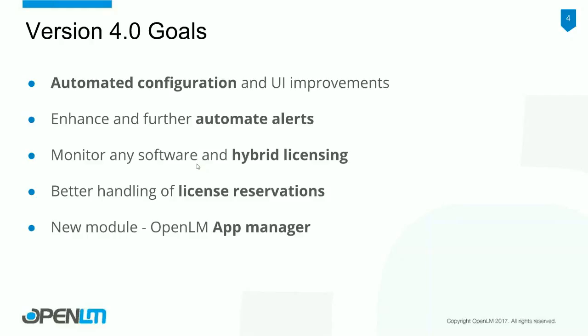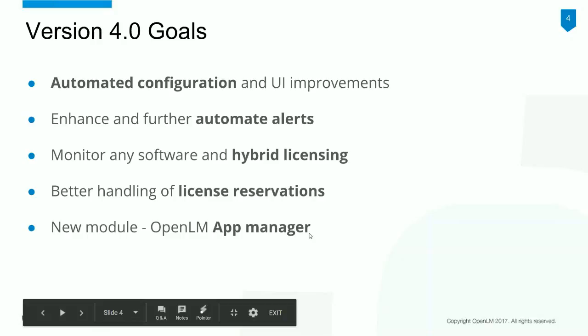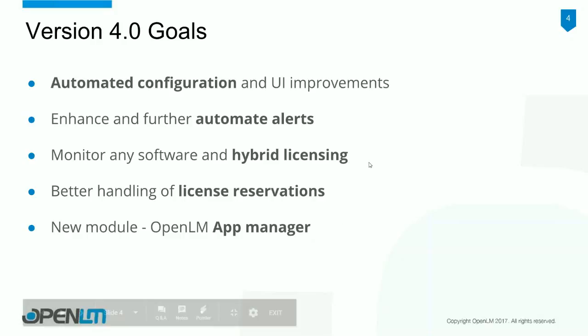We've also added a way to monitor hybrid licensing, meaning that if you have floating licenses as well as node-locked licenses or named licenses, then you'll be able to monitor all of them together. We can better handle license reservations, a topic I will go over near the middle of the presentation. And a new module that we've added, which is the OpenLM App Manager, allows you to actually monitor hybrid licensing.